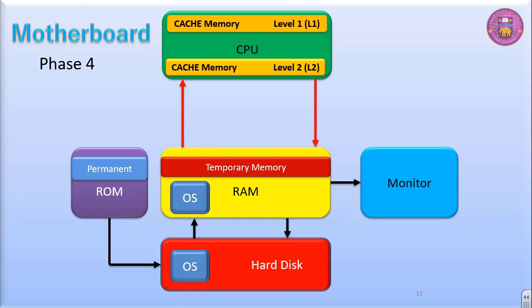How will it function? The CPU will store frequently required instructions first in L1. If it is there, it will fetch it. If it is not there, the CPU will look into L2, which is within itself. If those instructions are within itself, it will fetch them and start processing. If required instructions are not there, then the CPU will look into the temporary memory, that is RAM, and fetch the required instructions. This was happening in phase 4.